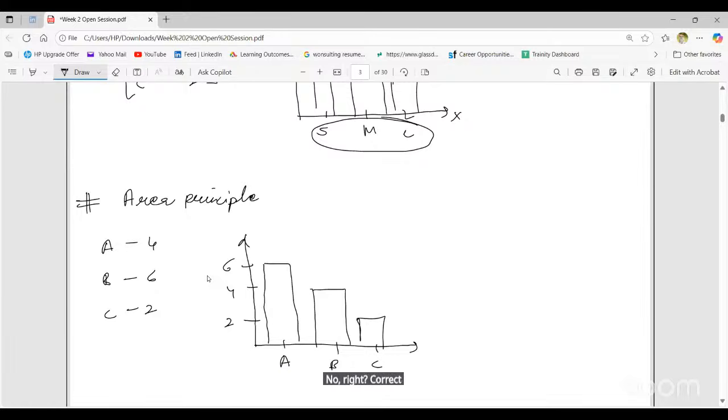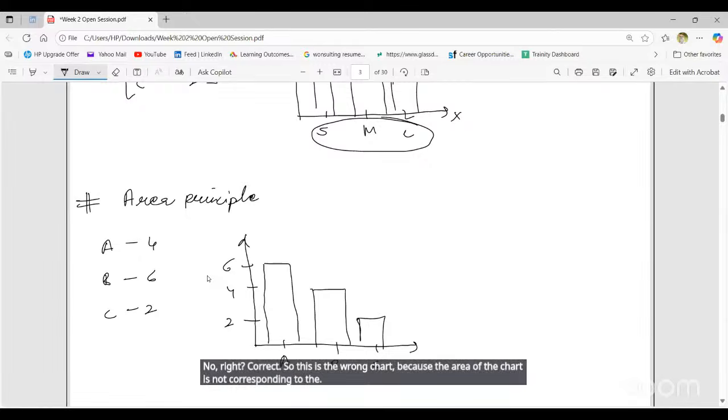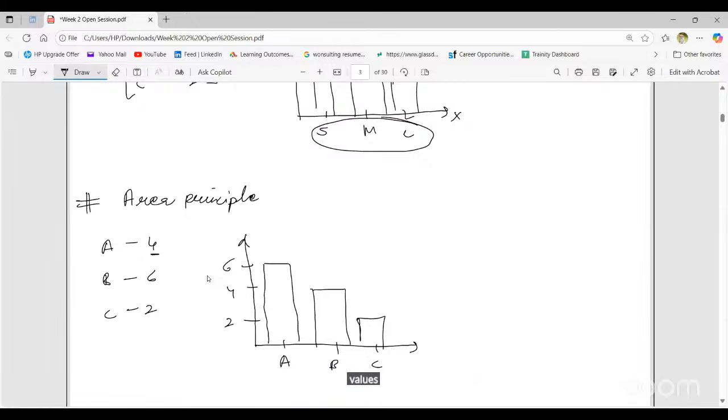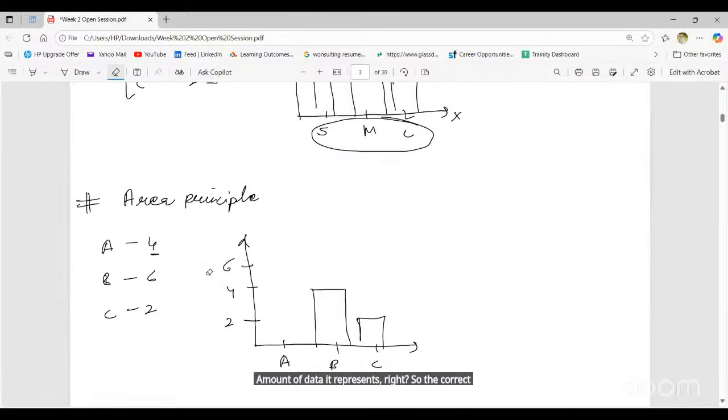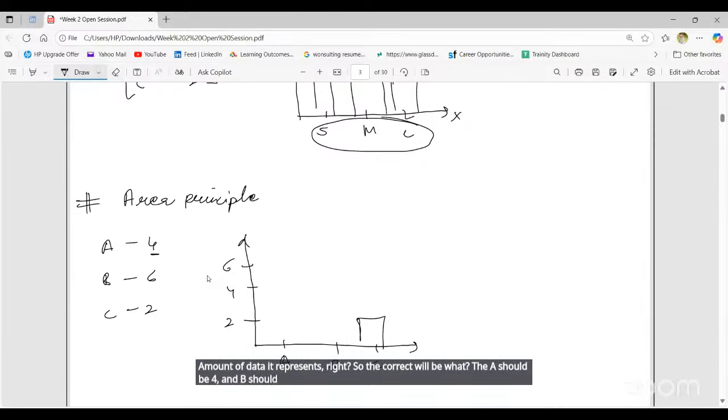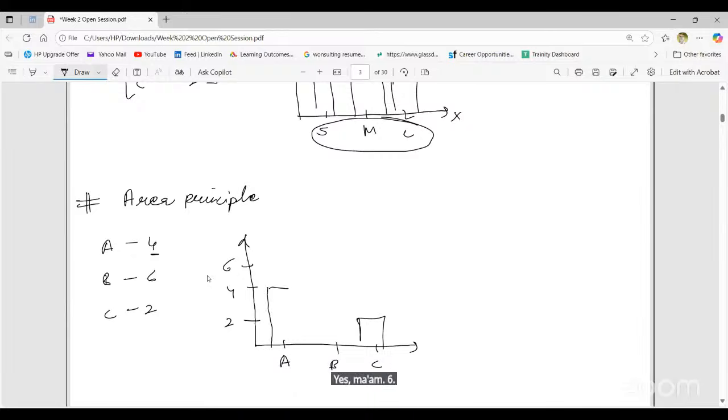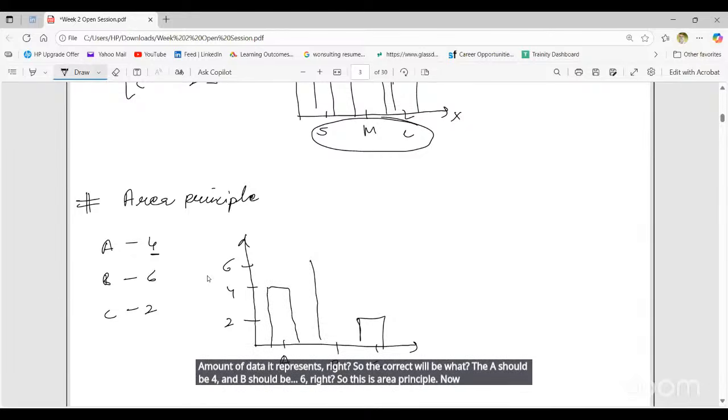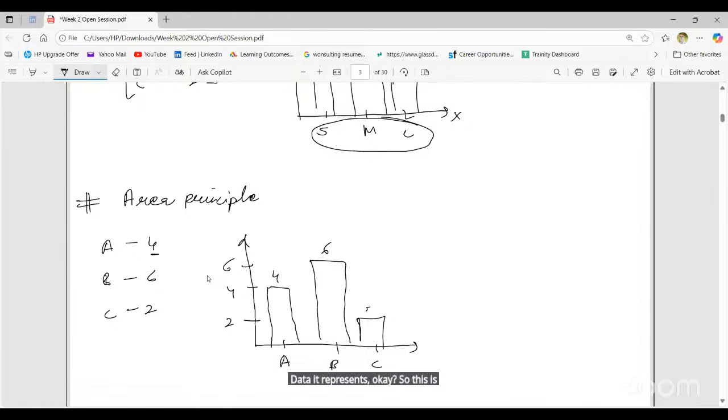Correct. So this is a wrong chart because the area of the chart is not corresponding to the amount of data it represents, right? So the correct one will be: A should be 4 and B should be 6, right? So this is the area principle. Now understood? What is an area principle? The bar should be equal to the data it represents. Okay, so this is 4, 6, and 2. Is it fine?